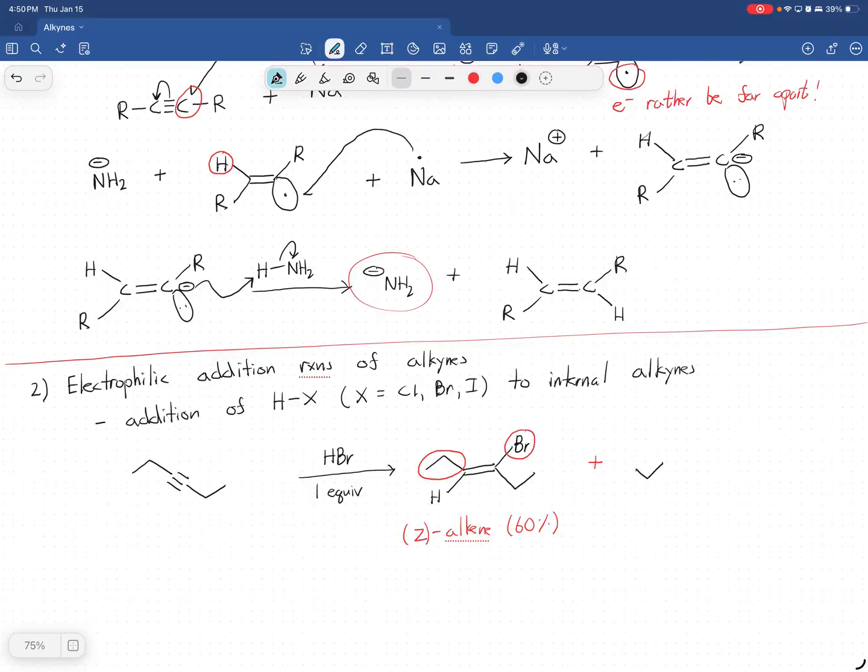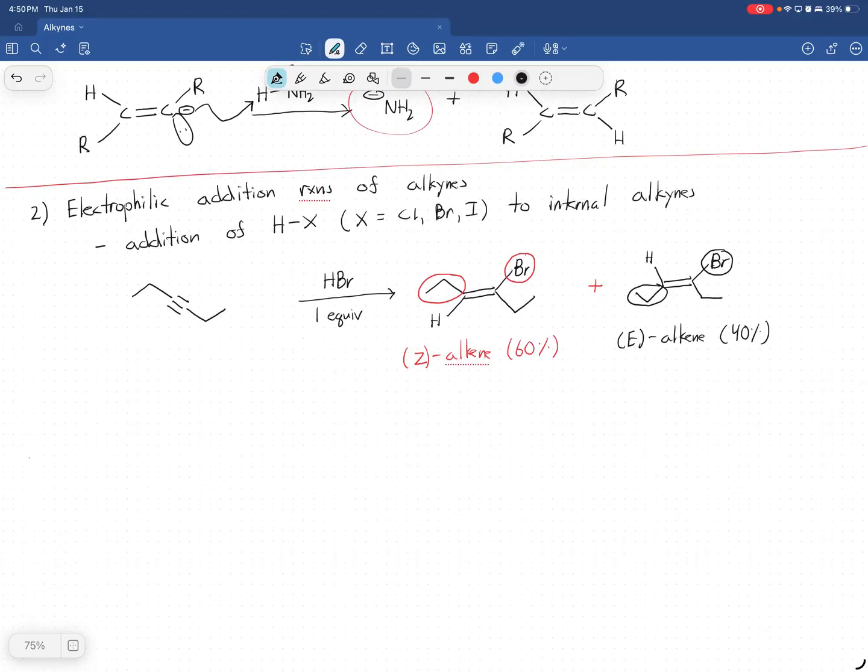Let's just write this thing, and then we're good for today. All right, so now the Br is on opposite sides. The ethyl group here has now switched. That is our E alkene. And we get this in 40%.